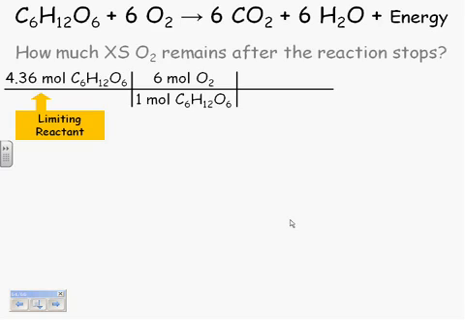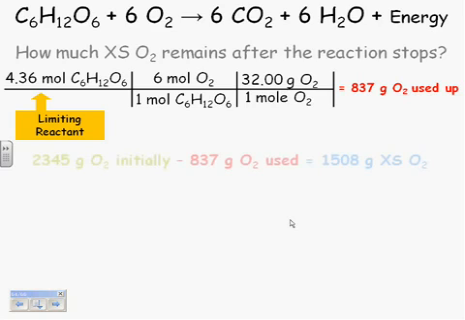So we'll calculate how much oxygen we're going to use up. I know that for every 1 mole of glucose, I use 6 moles of oxygen from the mole ratio up above there. And I know that the molar mass of oxygen is 32 grams per mole, so we're going to use up 837 grams of oxygen. If I started off with 2,345 and I used up 837 grams, that means that I'm going to have 1,508 grams of oxygen left over.